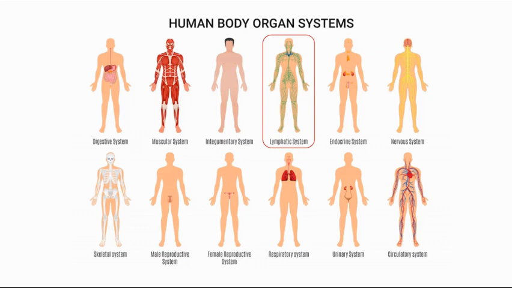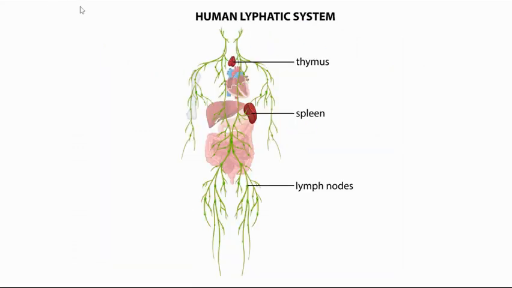The human lymphatic system is a network of vessels, nodes, and organs in the body that help transport something called lymph. And lymph is a clear fluid that contains white blood cells, and it takes this fluid and transports it throughout the body. And there are a few main functions of the lymphatic system.